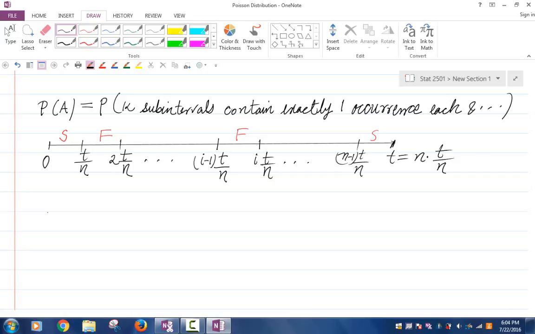And so the question is, how many ways can we pick k subintervals here? Or, we want exactly k S and n minus k F, right? So how many ways can we label these subintervals so that k of them are S and the remaining are labeled as F?